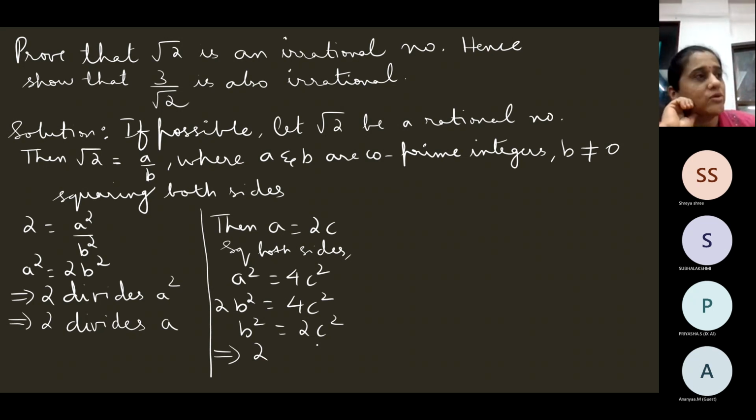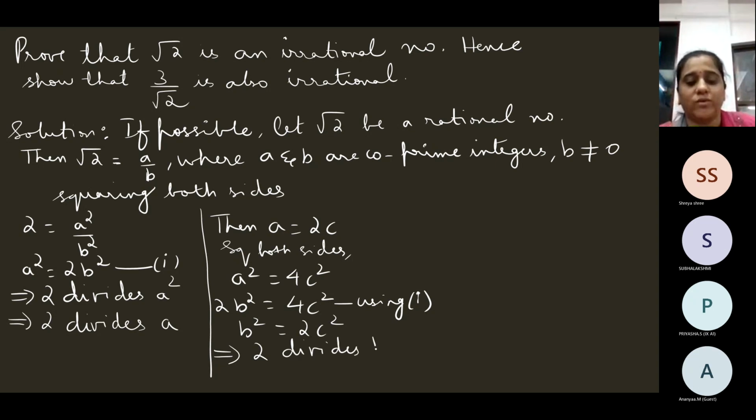A square can be substituted with 2b square, no? A square is 2b square. So I've substituted, substituting from here. A square is 2b square. So 2b square is equal to 4c square. 2 cancels. So b square is equal to 2c square. So 2 divides b square. This implies 2 divides b.